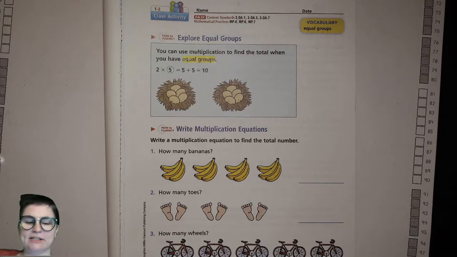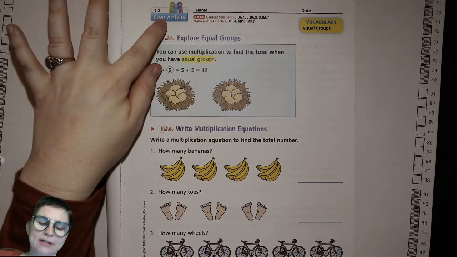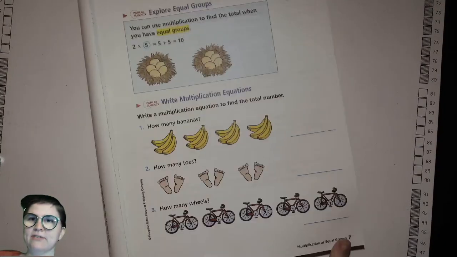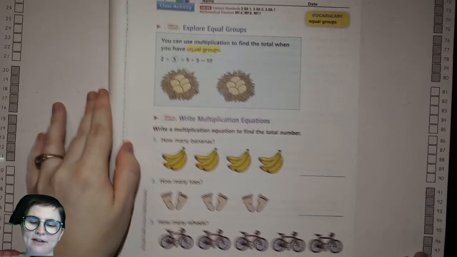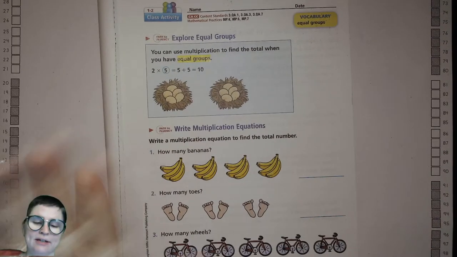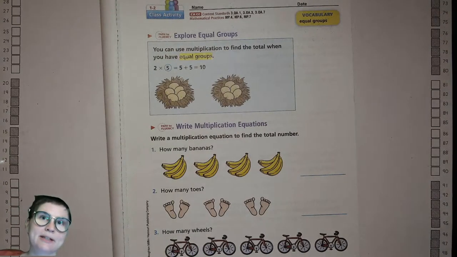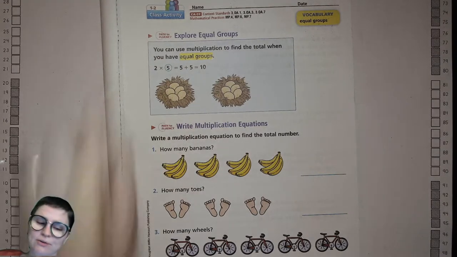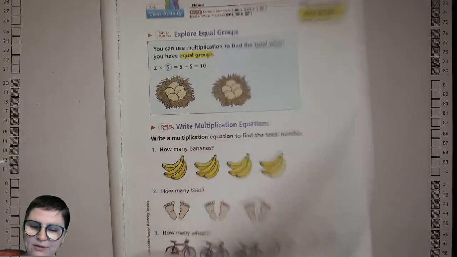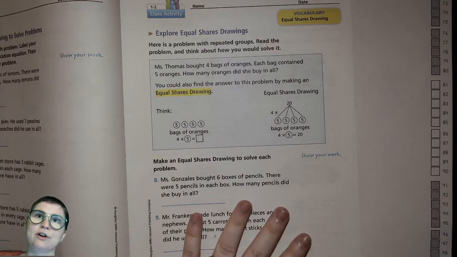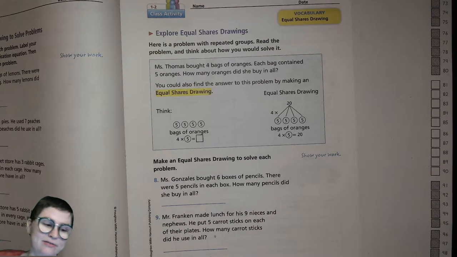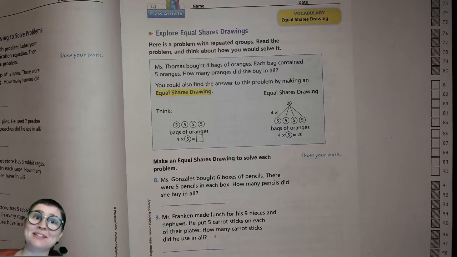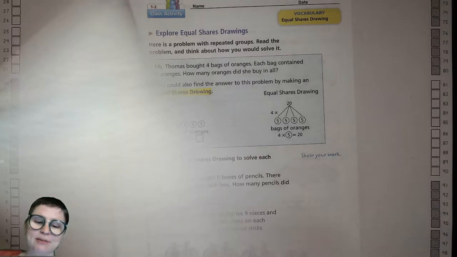Welcome back. Today we are doing Unit 1, Lesson 2, which is on page 7 of your book. Today we are talking about equal groups and how equal groups lends itself so nicely to repeated addition, but also multiplication. Later, we're going to talk about making equal shares drawings, which is like the backwards version of equal groups. And you'll soon see how that lines up so nicely with division, which is the opposite operation of multiplication.